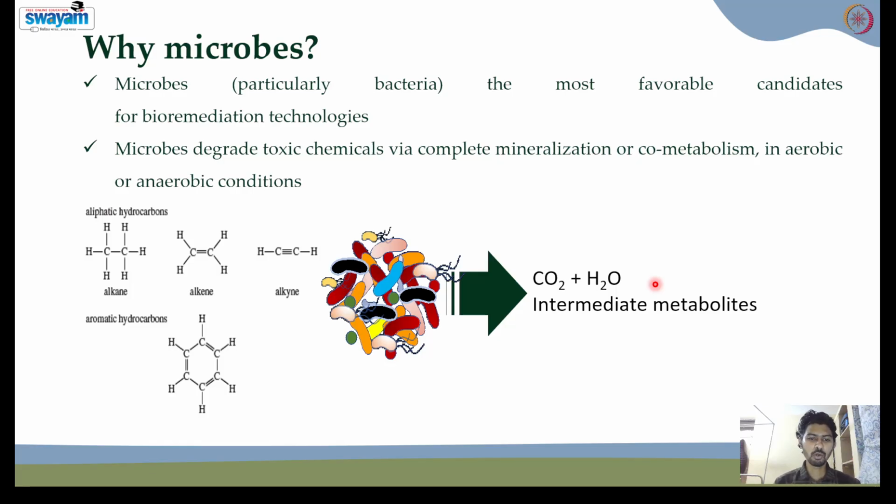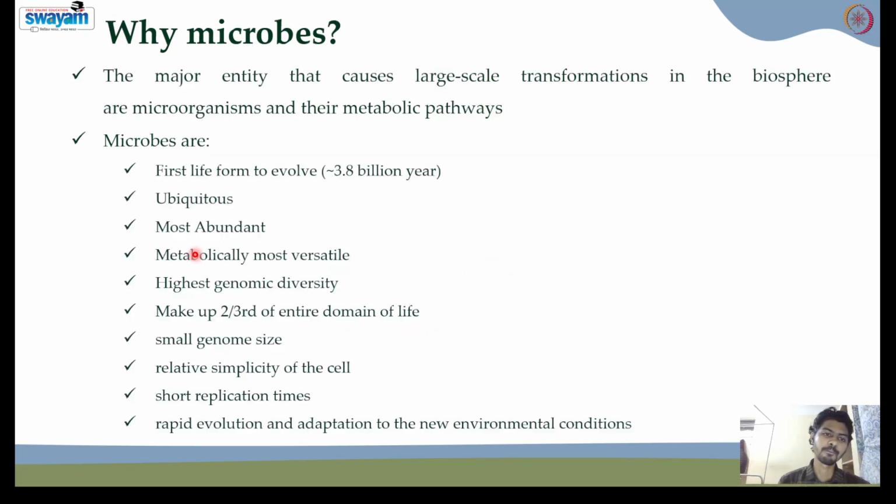So what happens? The microbes will try to degrade these toxic contaminants into simple compounds like CO2 and H2O. If it is converting them to CO2 or H2O, we call this process biomineralization, either in the presence of oxygen or in the absence of oxygen. So this is how the microbes help in degrading these pollutants. And in the later slides, we will be discussing the mechanism, how these microorganisms act on these pollutants. So why do these microbes need to be used?